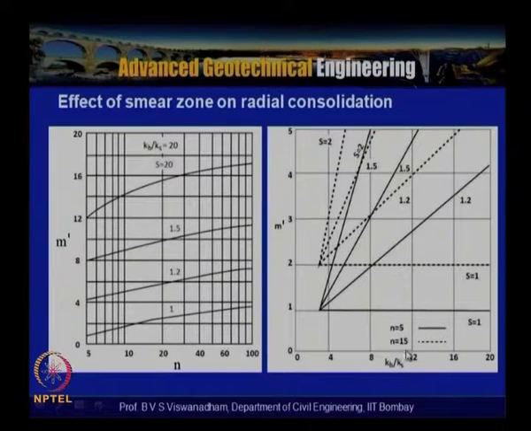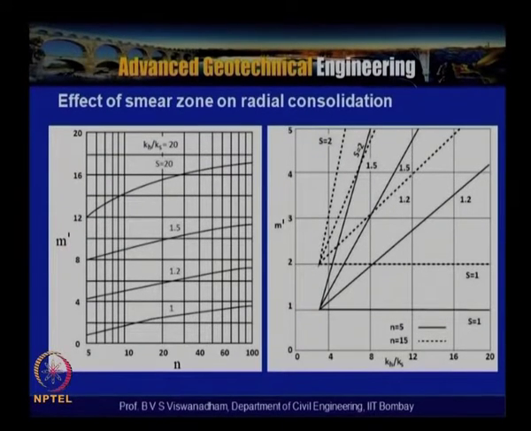So, in this case for two values of n, that is n equal to 5 and n equal to 15, this is for s equal to 1 with n equal to 5, and this is n equal to 5 and s equal to 1.2 and 1.5. So, these charts show the effect of the smear on the radial consolidation, and different values of the ratio kh by ks are assumed, and with that it has been assumed how the m dash value varies with the parameters which are varied.